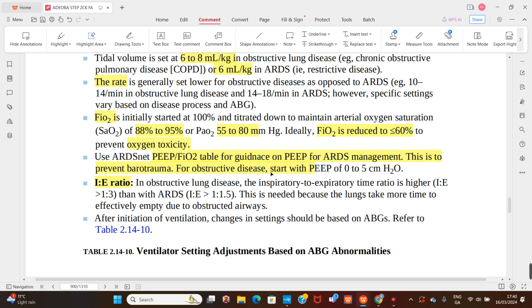Of course, if you over-PEEP, plateau pressure is going to increase, because plateau pressure is a function of your PEEP too. So for obstructive disease, you want to start with a PEEP of 0 to 5. This is the ideal range. It should not be more than 5.